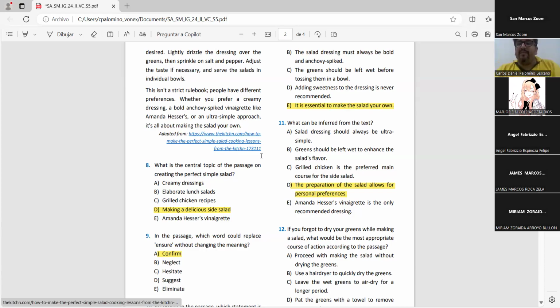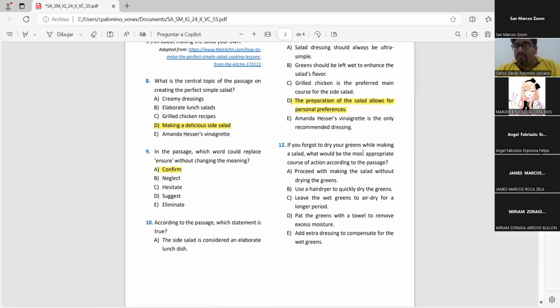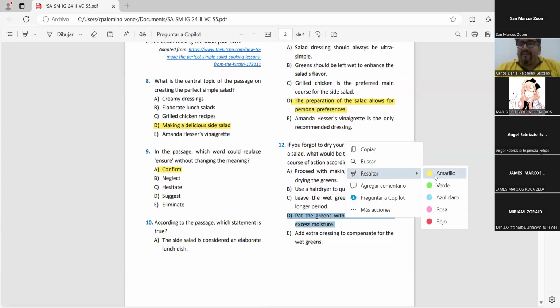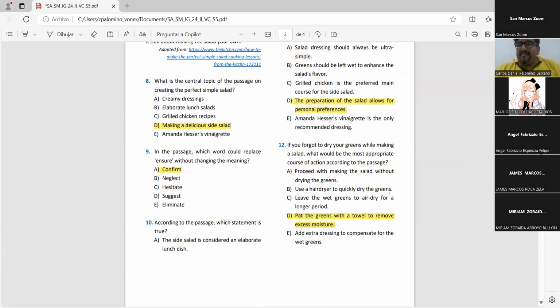Y la pregunta 12, si te olvidas de secar tus vegetales mientras preparas la ensalada, ¿cuál sería la acción más apropiada de acuerdo al texto? Si te olvidas de secar, lo secas, pues, o le quitas la humedad. La clave sería la D. Put the greens with a towel to remove excess moisture. No vas a hacer ensalada sin haberlo secado. No, no, no.